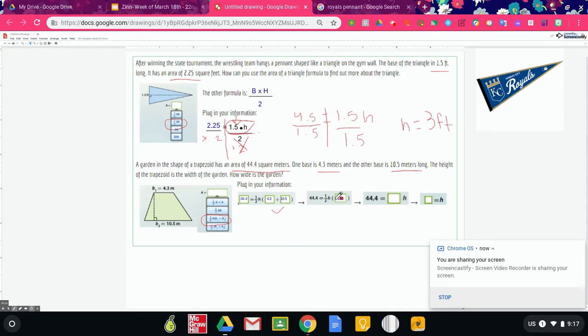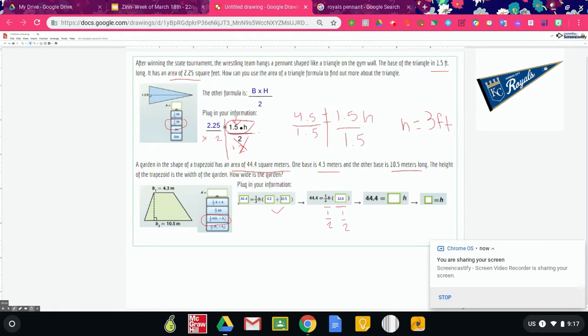Step 2, let's see, we have 44.4 equals half of the height times 14.8. Okay, so now we're multiplying here because this is to multiply half of the height times 14.8. Opposite of multiplying is dividing. So divide 14.8 by 1/2. This looks really weird, I know. But basically I'm asking you what is half of 14.8.